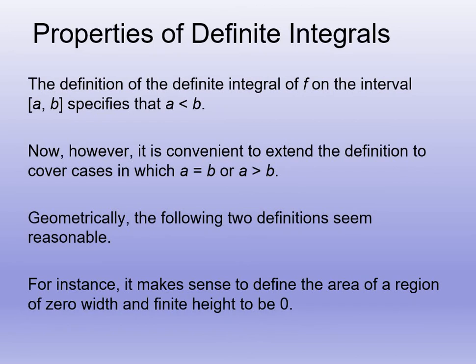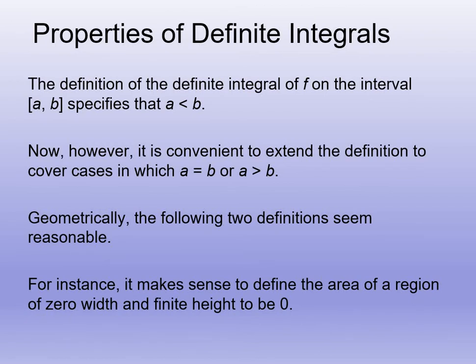Alright, so just going through some common sense pieces here. If we have the definition of a definite integral of f on this interval a to b, we're really saying that a is less than b because a is our lower limit, b is our upper limit. Sometimes we can extend it and cover cases when a equals b or a is greater than b. So we're going to have a couple properties that we're going to talk about in a little bit.